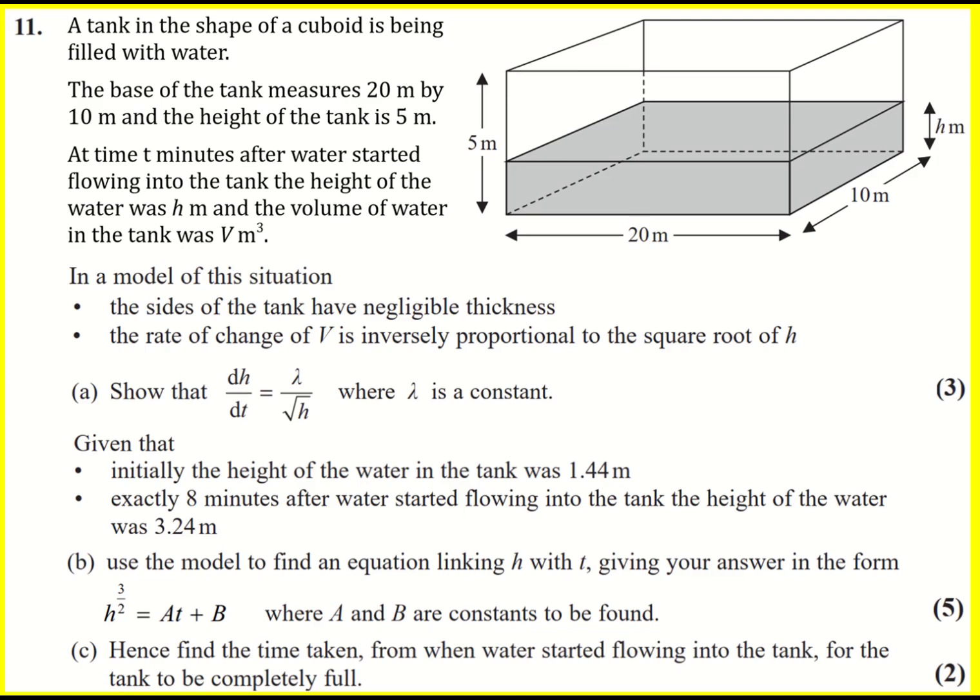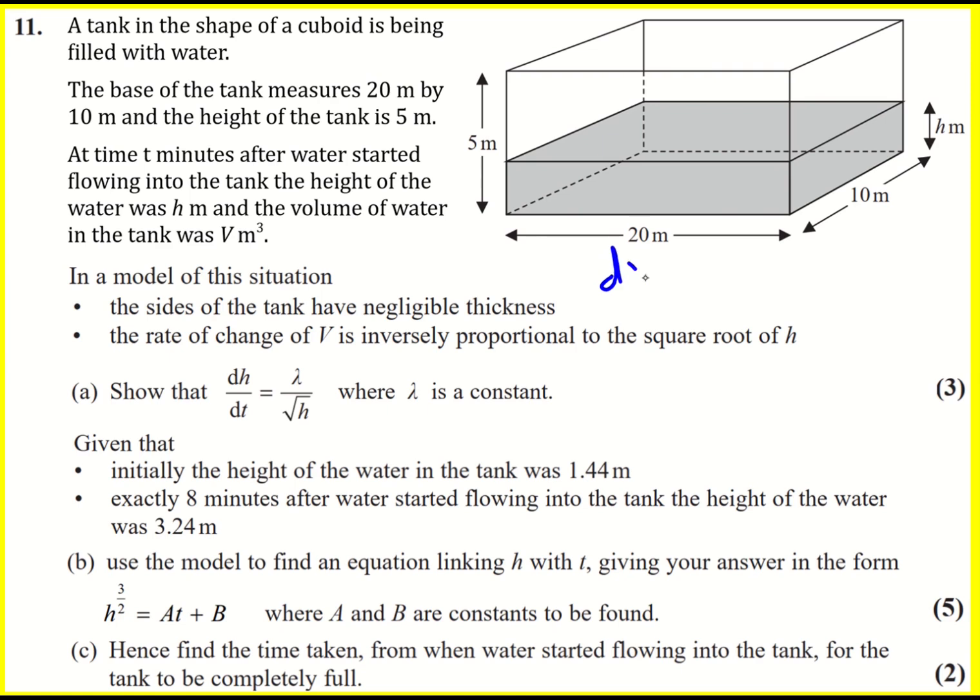We're given a tank in the shape of a cuboid being filled with water. The dimensions are shown, and we're told after t minutes the height is h and the volume was v. Modeling the situation, so the sides have negligible thickness, and the rate of change of v is inversely proportional to the square root of h. Let me write that down then.